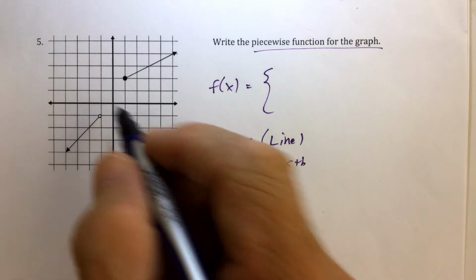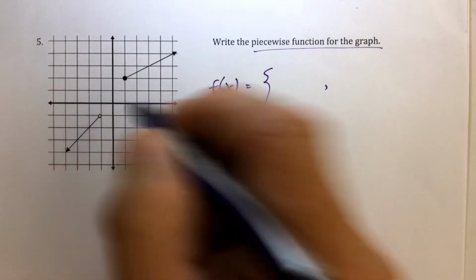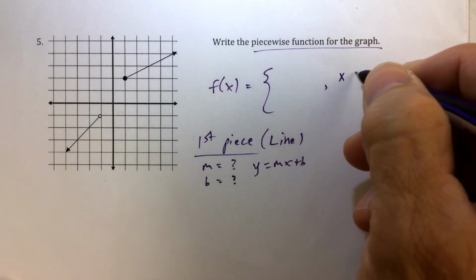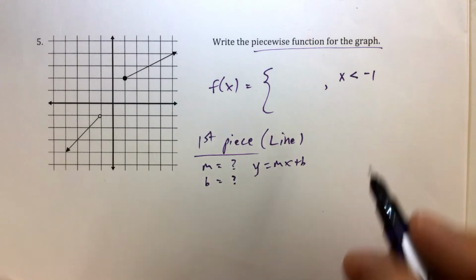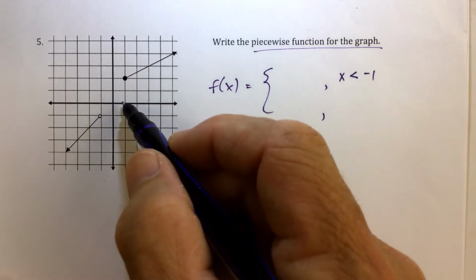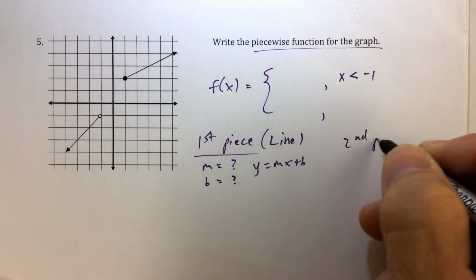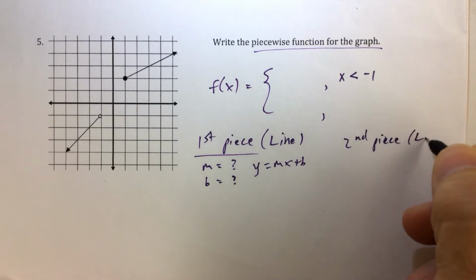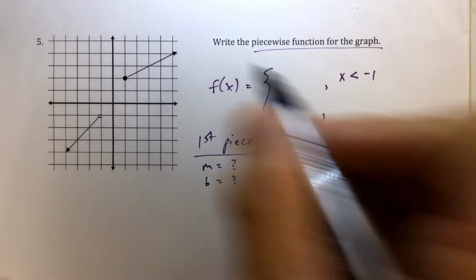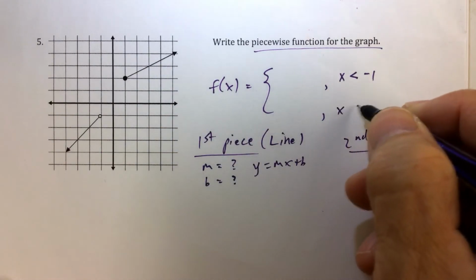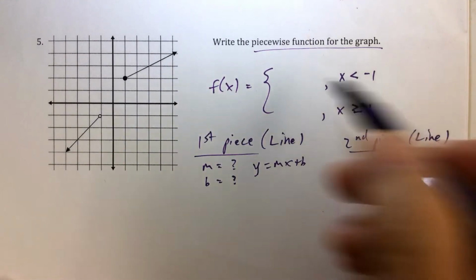Clearly we can see the domain restrictions for the first piece are x values less than -1. So x has to be less than -1, not less than or equal to, because of the open circle. The second piece, might as well talk about that. The second piece is also a line, so we're just going to come up with the equation of a line. And by looking at the line, you can see that the x values are greater than or equal to 1. And so we at least have the domain restrictions.